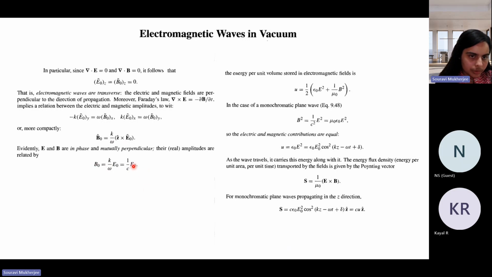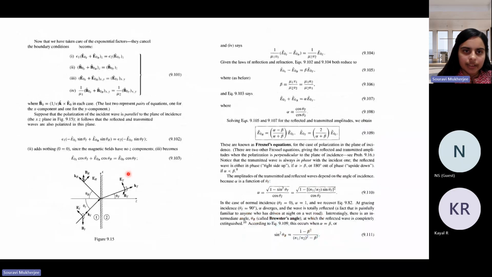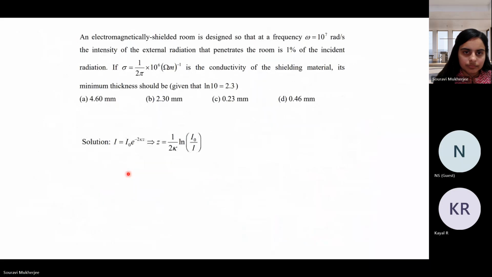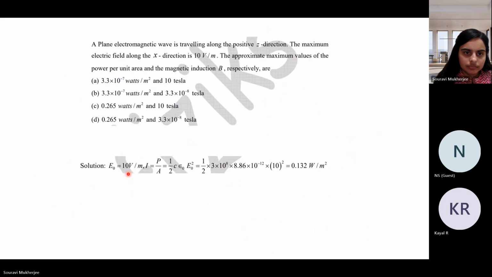So now you know E naught, you need to find B naught, right? So just divide it by the speed of light. If you go back, you can divide it by the speed of light, and this is what you get, right?